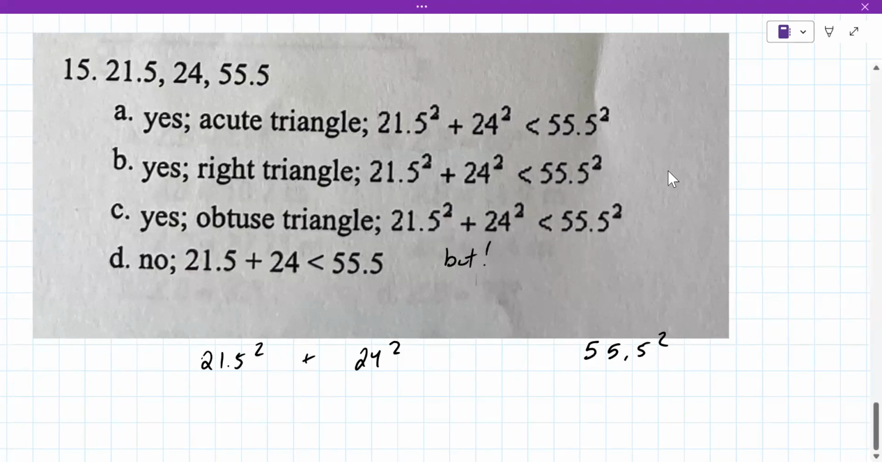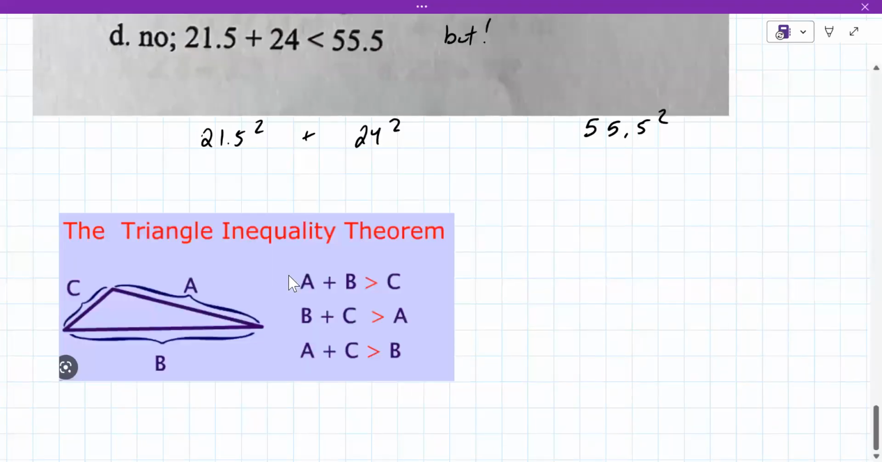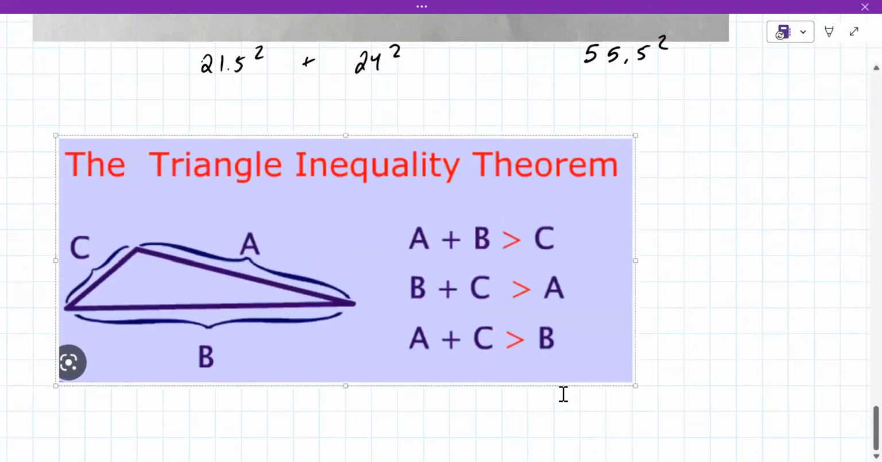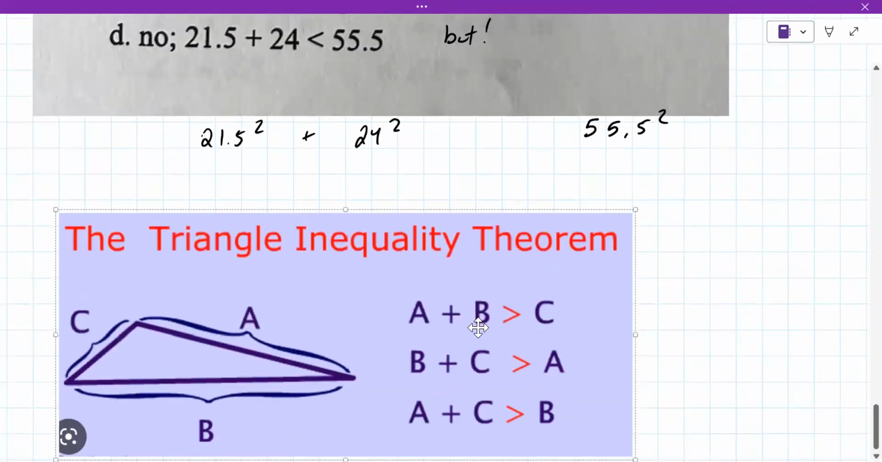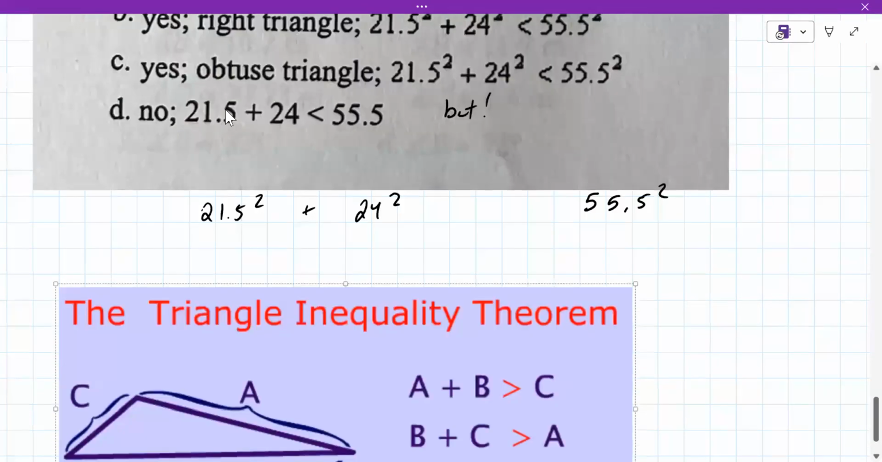This is not actually a triangle. And you're like, wait, I just did all that work. Yeah. There's this thing called the triangle inequality theorem, which actually applies to this problem here. The two sides have to be bigger than the third side. And so this one, these two sides are not bigger than this. So it is not a triangle. But that's a pretty big exception.